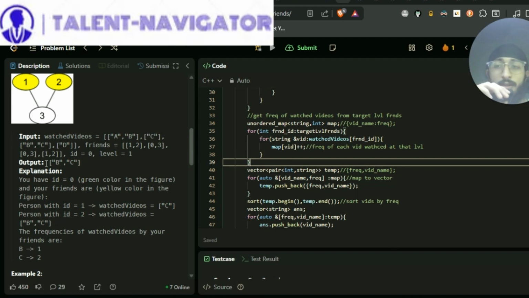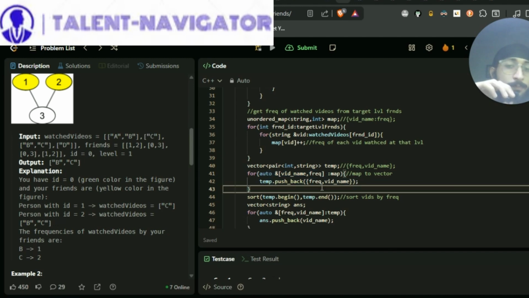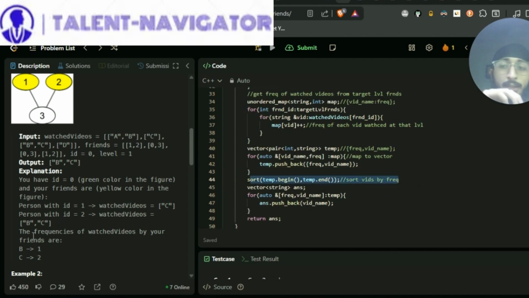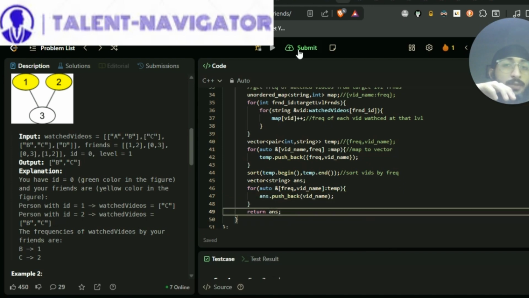Now we just need to return this answer, right? I have created a temp vector for storing the frequency and video name. We just convert our map to a vector using this. For auto video name, frequency belonging to map, we push back the frequency and video name into temp, and then sort the videos by frequency. The videos are sorted by frequency, so b would come first and c would come second, and finally we store the video names in the answer and return the answer.